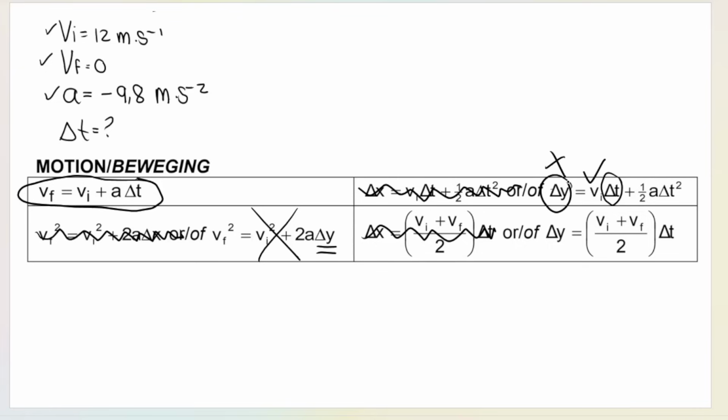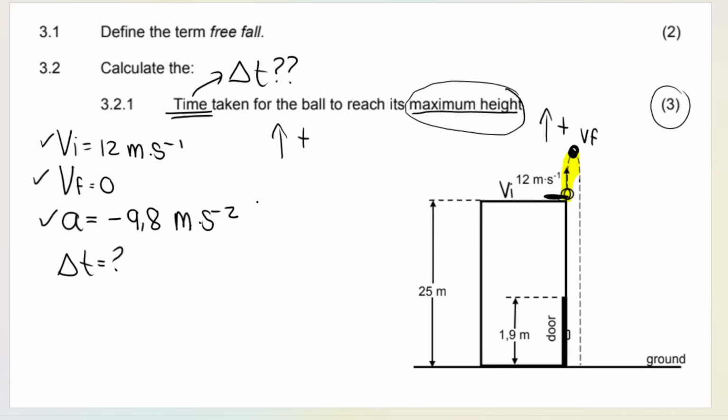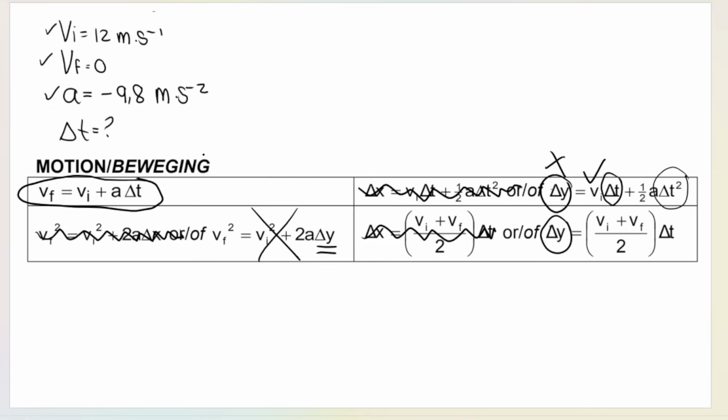This one would not necessarily be a good choice because although I have VI, I don't have displacement. And then there's 2 values for time here. It's t squared. You'll have to do weird things here. Same thing here. I don't have delta y. I don't have the displacement. I don't know how far it was from the top of the building to the maximum height. Of course, I can work it out, but I don't need to in this question. I'll just be wasting time.